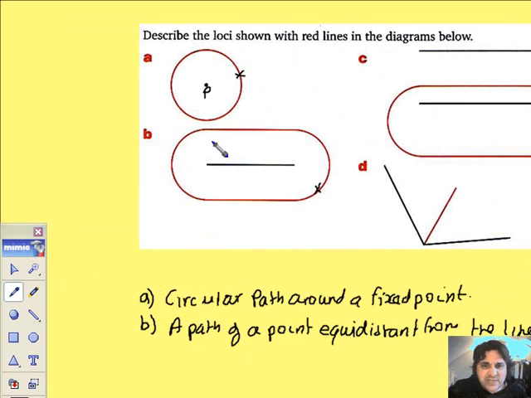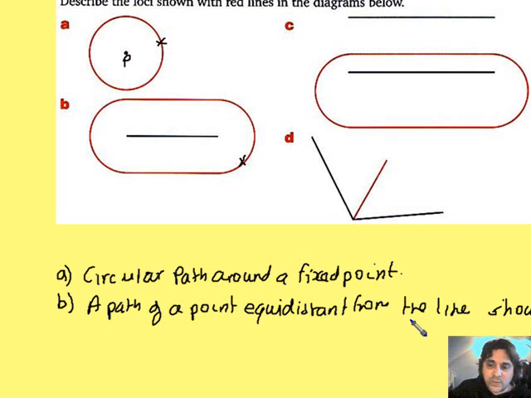Obviously the straight parts are easy to understand. Look, I'm the same distance away from the black line, the same distance away from the black line. Now as I hit this part here, I've got to form a circular path, a circular arc around, then come round again. Whatever happens, I am the same distance away from this fixed line here. So this red locus is the path of a point which is equidistant from the line shown.